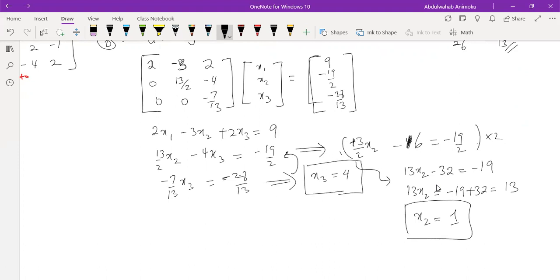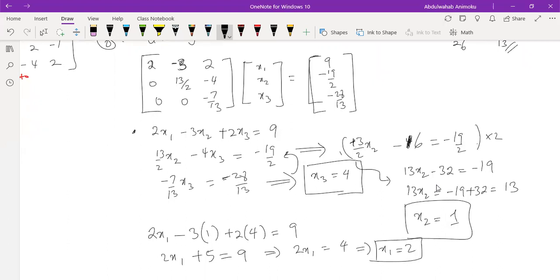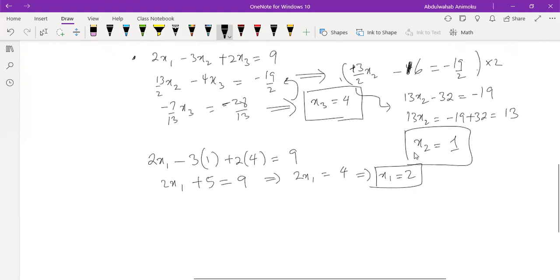Now what we do is just substitute x2 and x3 into the first equation, right? So we have 2x1 minus 3 times x2, which is 1, plus 2 times x3, which is 4, equal to 9. So 2x1 minus 3 plus 8, that's plus 5, equal to 9, which means 2x1 equal to 9 minus 5, which is 4, which means x1 is equal to 2. So this is how we can solve this particular problem. So basically your solution set is x1 is 2, x2 is 1, and x3 is 4, right?